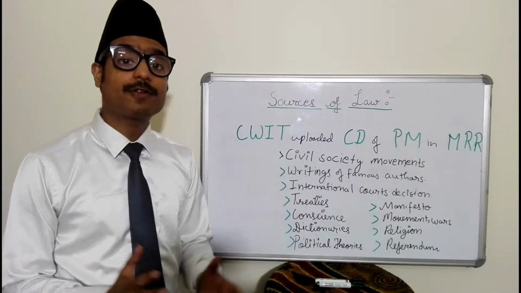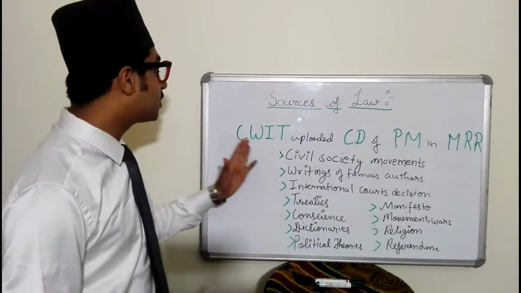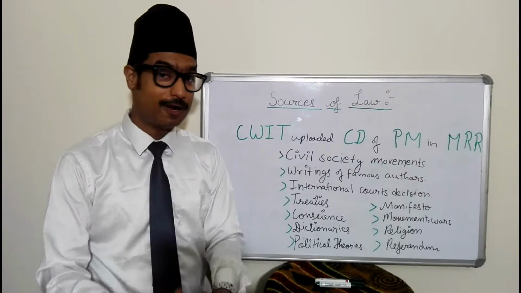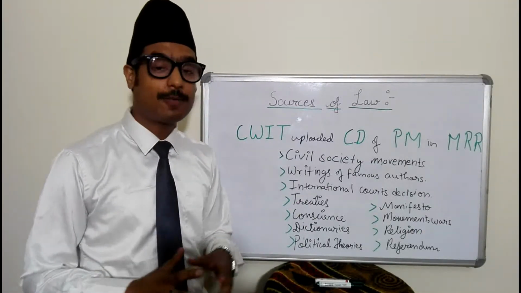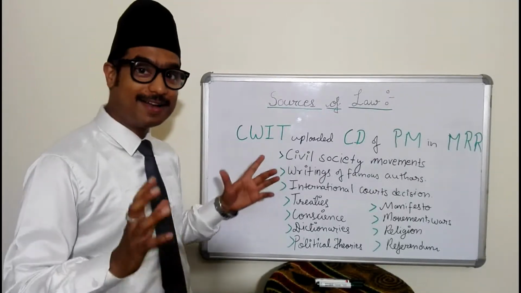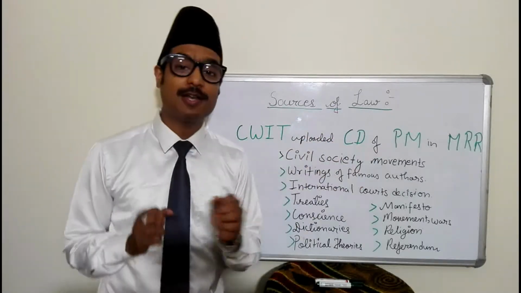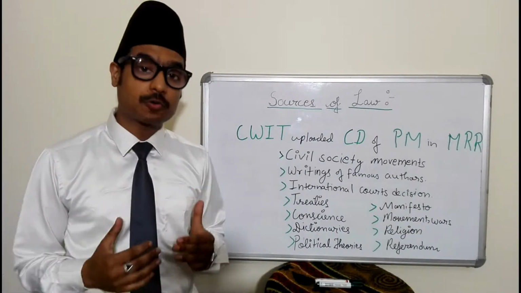The other 11 sources of law can be remembered if you just remember "Civid uploaded CD of Prime Minister in men's room reloaded." You can remember this like there is an organization called Civid in Nepal working for children. If that organization works in Thailand, then it is going to be Civid. So if you remember this, you can remember the 11 other sources of law.